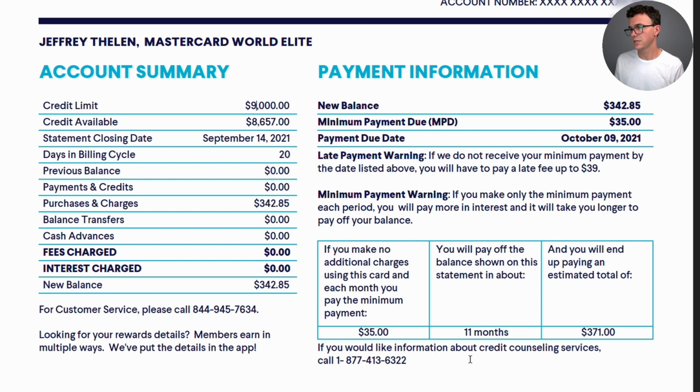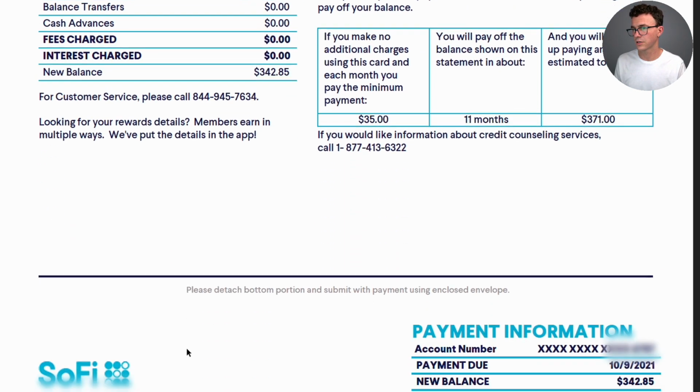Again, here you can see credit counseling services. There's an 800 number to call. One difference here is the rewards are not showing up on my statement like it did with Capital One. It says looking for your rewards details. You can earn in multiple ways, details in the app, probably on the website as well.